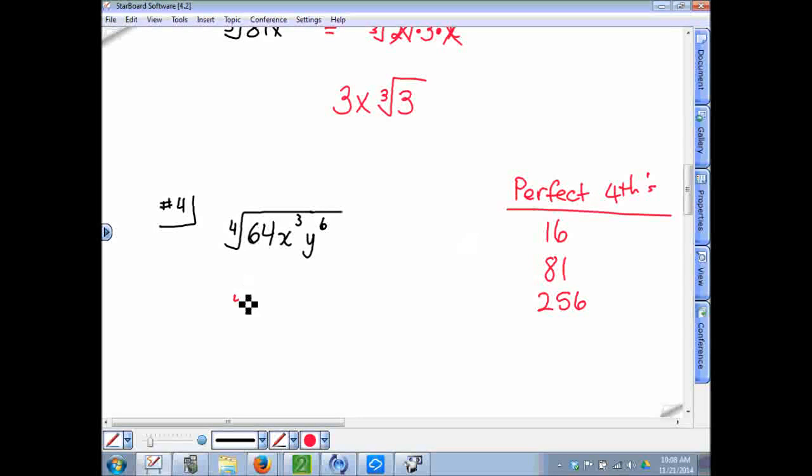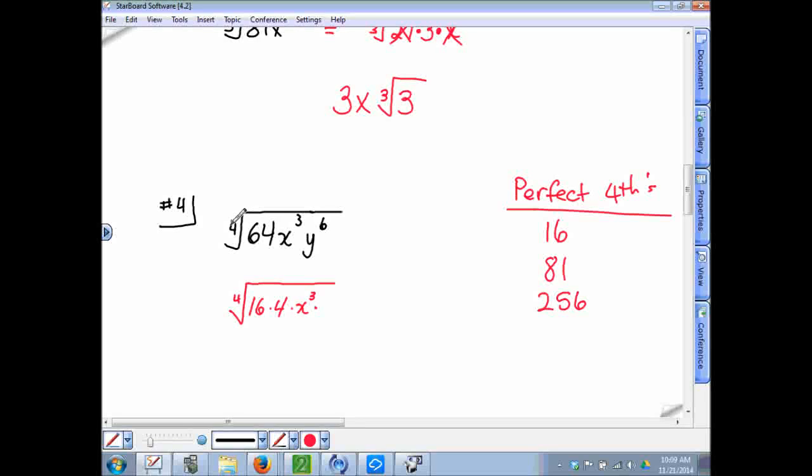16 and 4, right? So you change the 64 into 16 times 4. I mentioned this briefly, but you might not have heard it. If the exponent is smaller than the index, you just leave it. There's nothing you can do with it. It stays on the inside. You don't have to split it up. So I'm going to leave the x to the third alone.